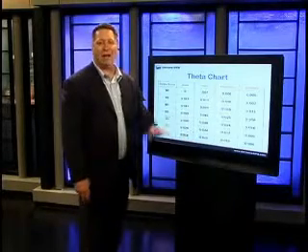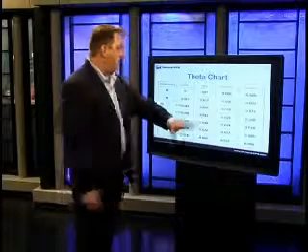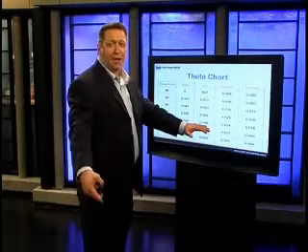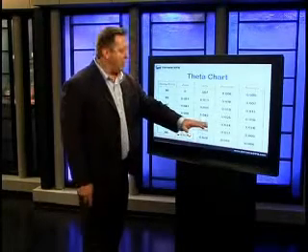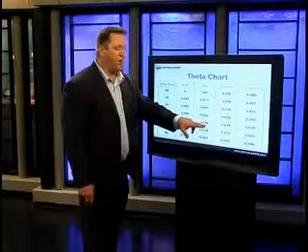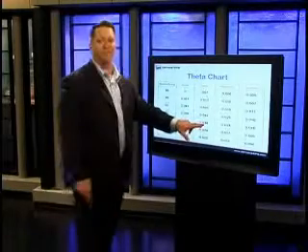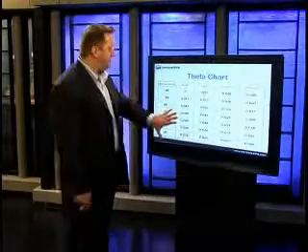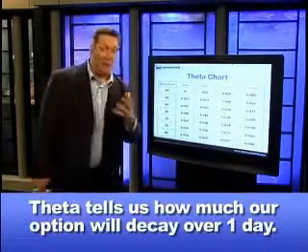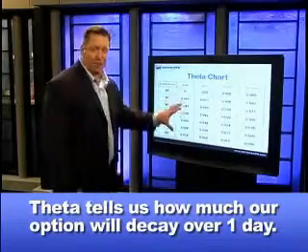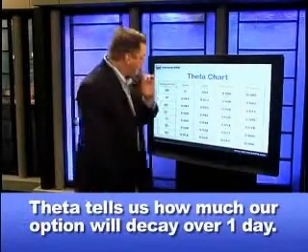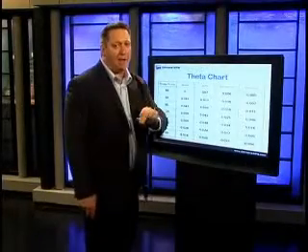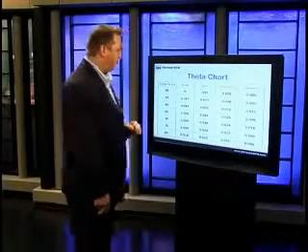The July 70s, 0.038, 3.8 cents, roughly 4 cents. If they're trading for $1.50 and 1 day goes by, all things being equal, the next day we'll see this option worth the $1.50 minus the 4 cents, or $1.46. Theta is telling us how much in dollar amounts our option price is going to decrease with the passage of 1 day. That only affects an option's extrinsic value.